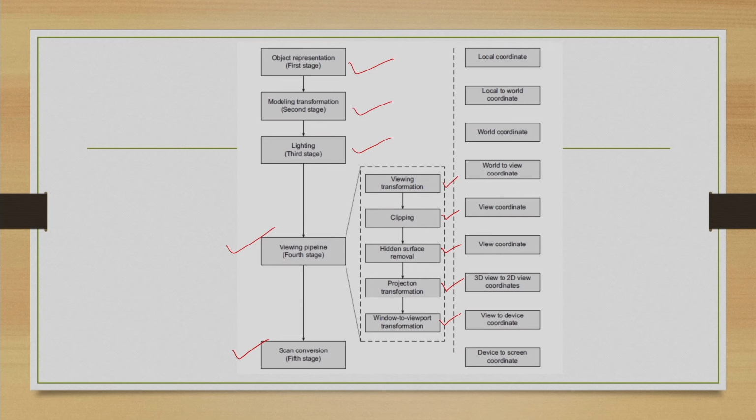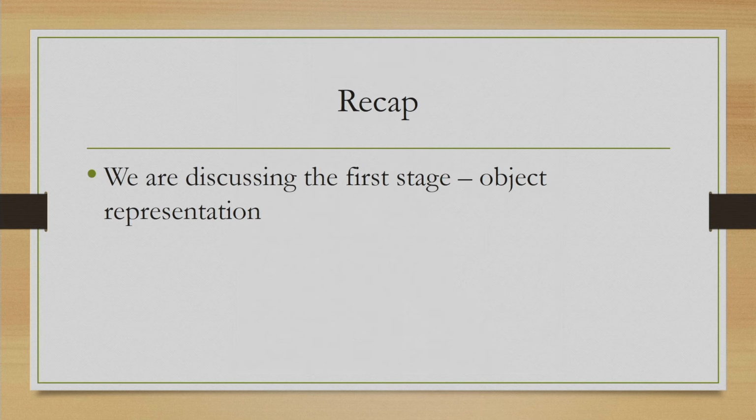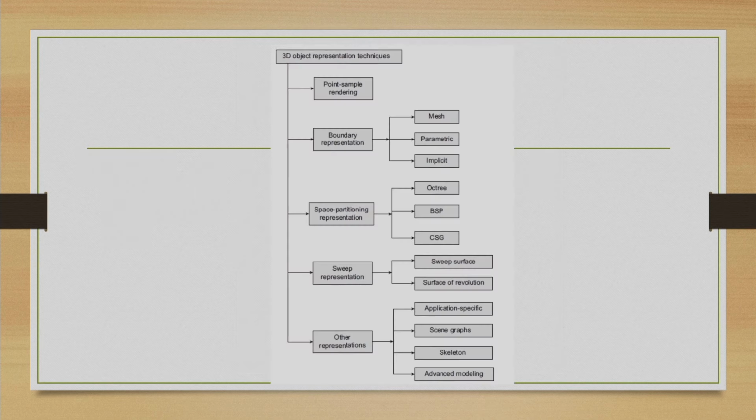Now, we are discussing the first stage, object representation. So far what we have discussed, let us have a relook. There are broadly 4 techniques that are popularly used for representing objects. One is point sample rendering, then we have boundary representation. Now, in boundary representation there are 3 techniques: mesh representation, parametric representation and implicit representation.